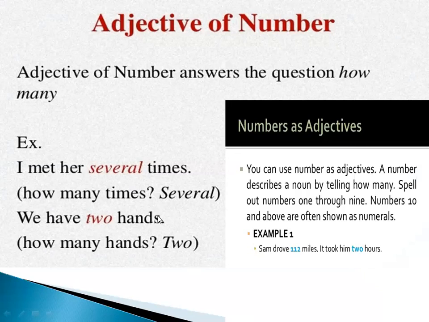We have 2 hands. Again, how many hands do we have? 2. So these are count nouns, countable nouns. We talk about countable nouns in the number.